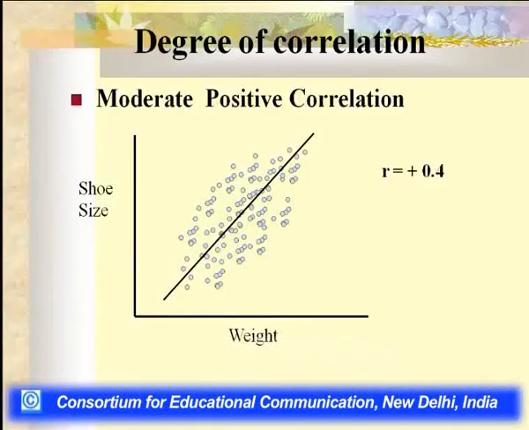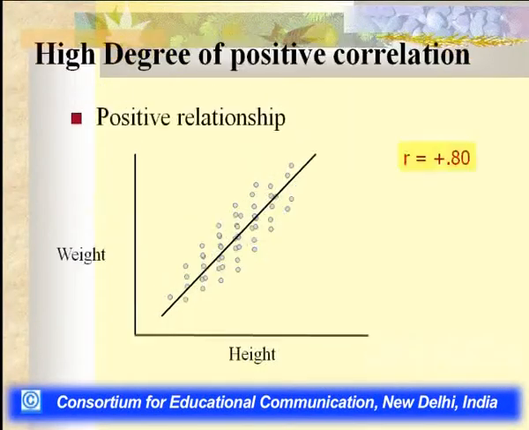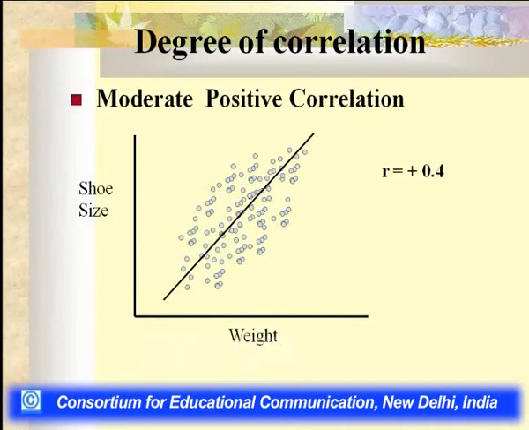The weight and the height is shown on the screen, and if you see the dots available on the screen, they are a little scattered, but if you see again on this moderate positive correlation diagram, they are even more scattered. So see this diagram and now see this diagram. Here it is more closely associated with each other, whereas in this case it is a little scattered.